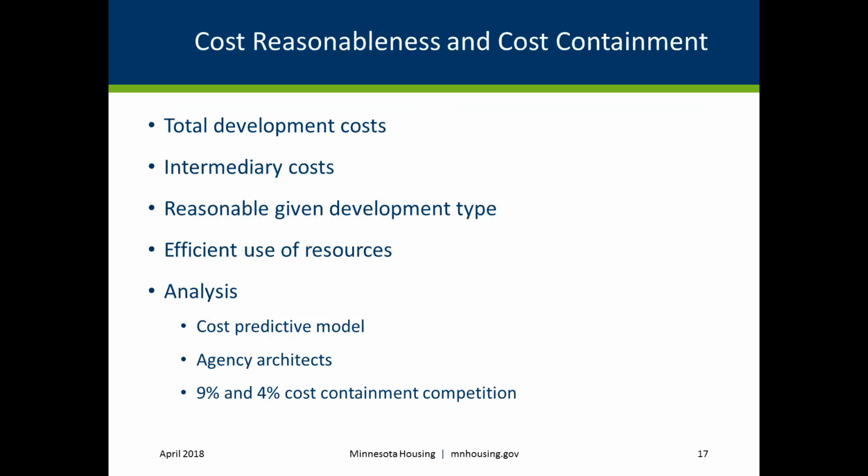Of particular emphasis for Minnesota Housing is cost reasonableness and cost containment. The agency evaluates total development costs and intermediary costs and is interested in ensuring that the costs are reasonable given the type of development being proposed, and that overall costs represent an efficient use of scarce, low-income housing dollars. Minnesota Housing uses a cost predictive model to assist in determining cost reasonableness. The expertise of its staff architects and the cost containment thresholds calculated through the 9% and 4% tax credit competition are used in the cost containment scoring criteria.